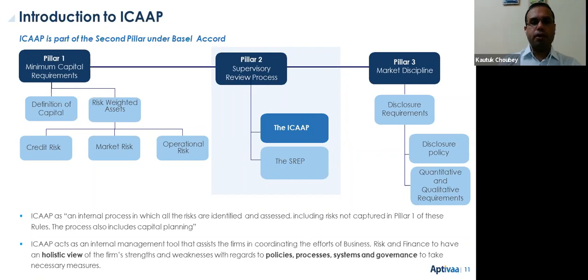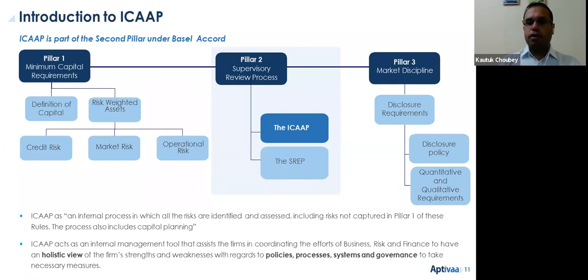Then the second pillar, or the supervisory review process, comes as the other side of the coin, the other side of the ICAAP. This is known as SREP, or in other terms, the supervisory review and evaluation process, where the supervisor reviews and evaluates whether the preparedness of the bank with regard to capital adequacy is correct or not, and if it is adequate in all terms and covering all sorts of potential risks.